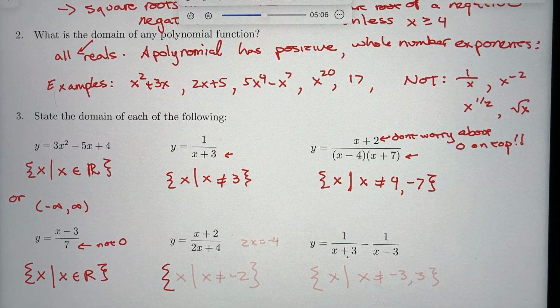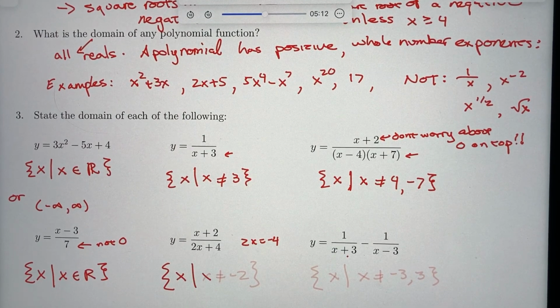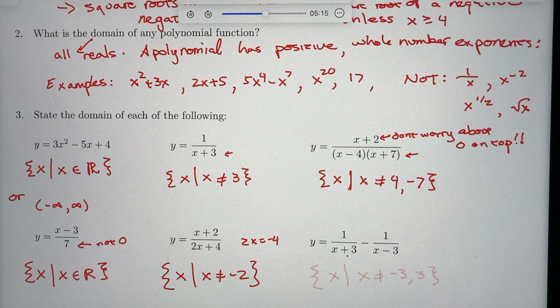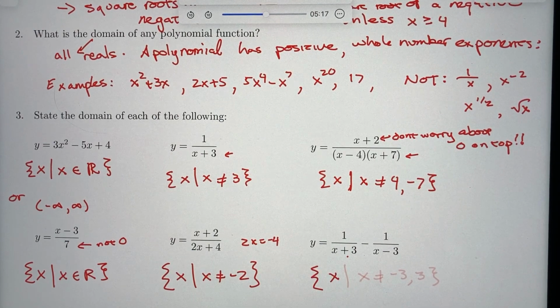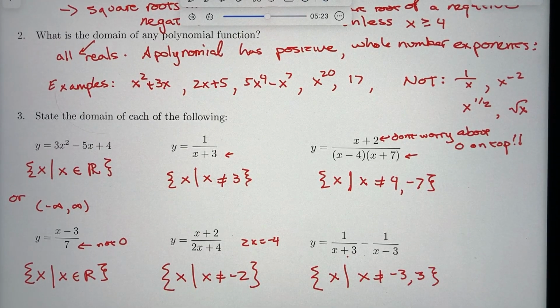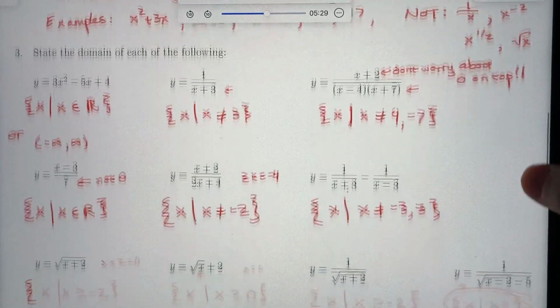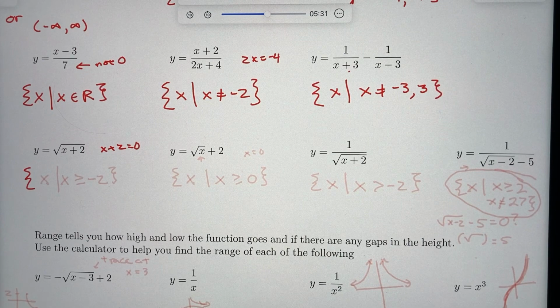2x plus 4 is 0 when x is negative 2. So this one was taking away negative 3 and 3. Square roots is where it starts to get a little more interesting. X plus 2 equals 0 when x is negative 2. Which side of negative 2 gives you nice numbers? Well, bigger numbers than negative 2 give you square roots of positives. So I want to have x to the right of negative 2.